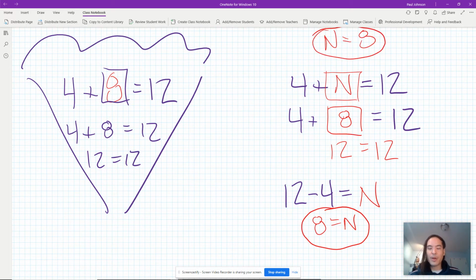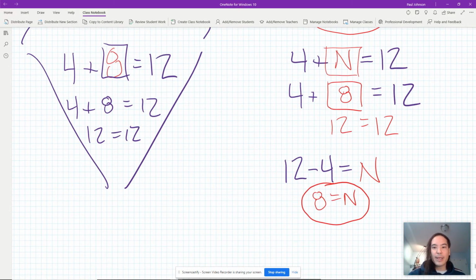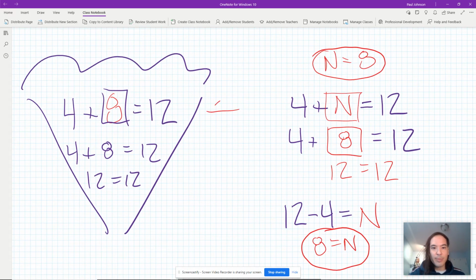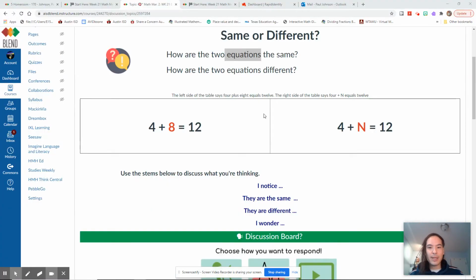So we just have to say that n is equal to 8 for this equation to be true. Remember, all a letter is, it's an unknown value. It's like a question mark. It's a blank. It's we don't know yet. They gave you basically the completed version on the left side, and then they asked you to complete the version on the right side using your knowledge. When you're using the stems, remember use all 4 stems to get full credit. Things that you can notice: I noticed that these are 2 versions of the same equation, but we have the value on the left side. We don't know the value of the red digit on the right side.